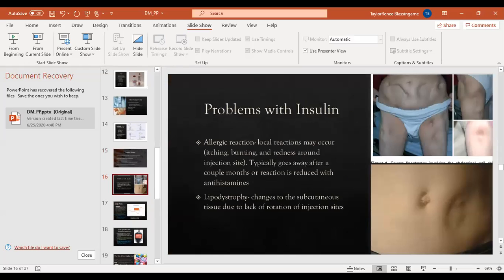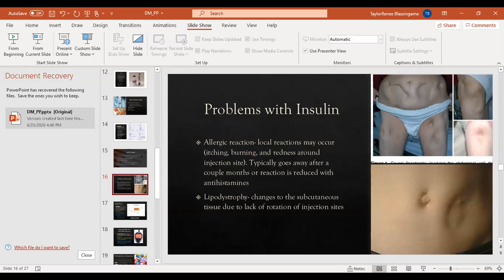So some problems with insulin. People can have an allergic reaction to it, either to some of the properties that are in insulin. They can have itchy, burning, or redness around the injection site. This will go away after a couple months, or they just start taking it with an antihistamine. Because if you're a type 1 diabetic, you can't just be like, well, I don't really like it, you know, I get a little itchy there, so I can't take it. They'll die. So you teach them to take antihistamines with it.